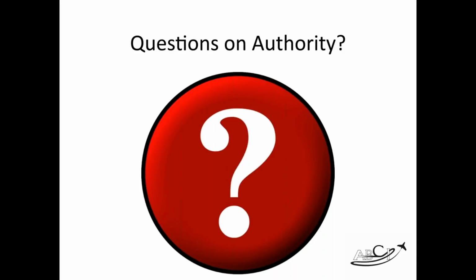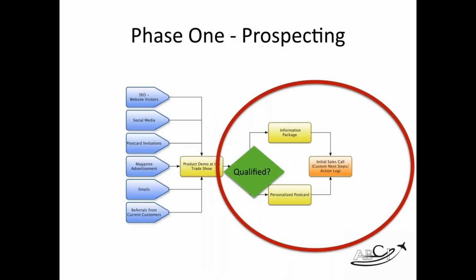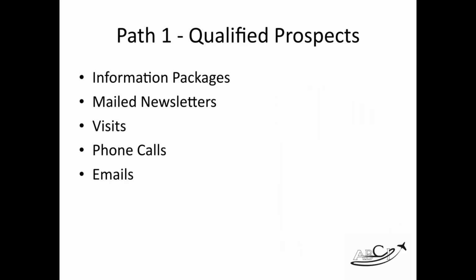All right. So let's talk about specifics. Phase 1 prospecting. We had talked about 2 tracks. Track 1 meaning like an information package, and track 2 meaning like a postcard. So you want to spend more money on people who are more qualified. So no surprise there. Here's some examples. Path 1 for qualified prospects.